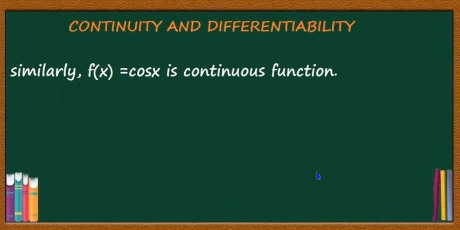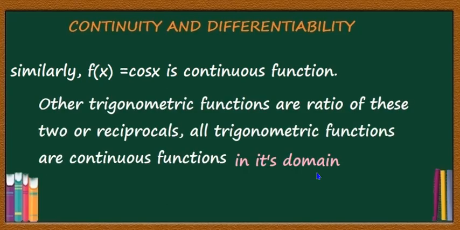Similarly, if you take f of x equal to cos x, which is also a continuous function, then by using these two results it is possible to verify the continuity of the other trigonometric functions. The other trigonometric functions are all ratios of these two trigonometric functions or reciprocals of trigonometric functions, and all trigonometric functions are continuous functions in their domain, and continuity in the domain of the function.